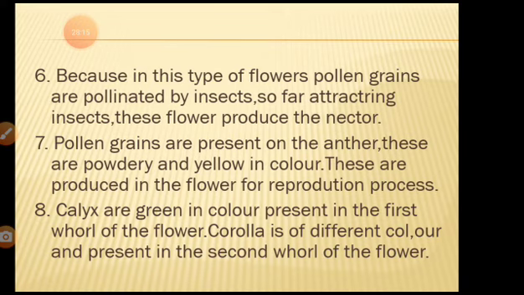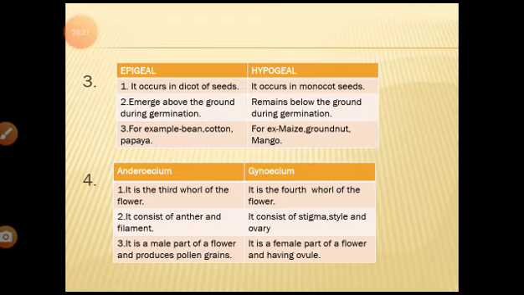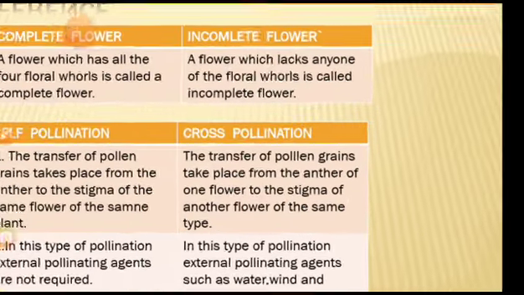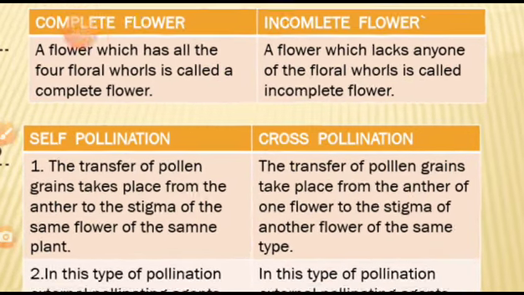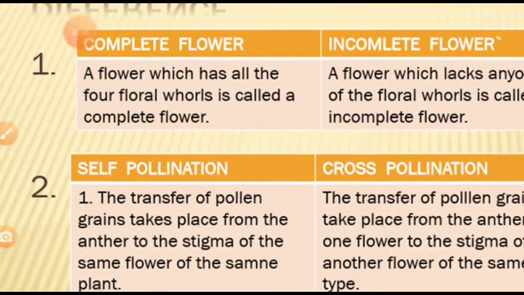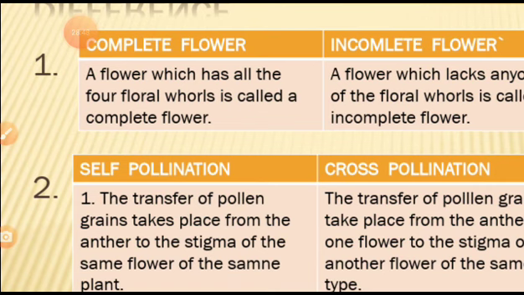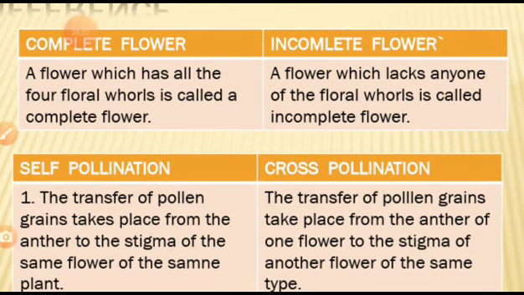Then the 8th answer. Calyx is green in color, present in the first whorl of the flower. Corolla is of different color and present in the second whorl of the flower. This is the answer number 8. Here are the differences. This is the first difference: complete flower and incomplete flower. A flower which has all the 4 floral whorls is called a complete flower. Whorls means calyx, corolla, androecium and gynoecium. But the flower which lacks any one of the floral whorls is called an incomplete flower.